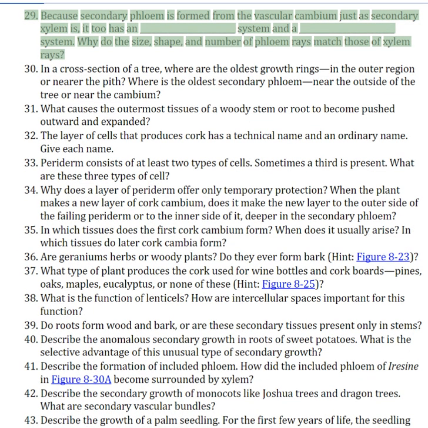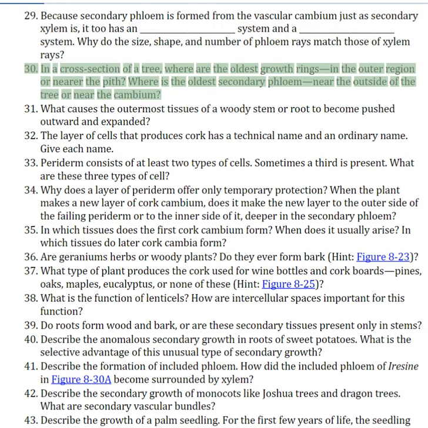29. Because secondary phloem is formed from the vascular cambium just as secondary xylem is, it too has an axial system and a ray system. Why do the size, shape, and number of phloem rays match those of xylem rays? 30. In a cross-section of a tree, where are the oldest growth rings, in the outer region or nearer the pith? Where is the oldest secondary phloem, near the outside of the tree or near the cambium?